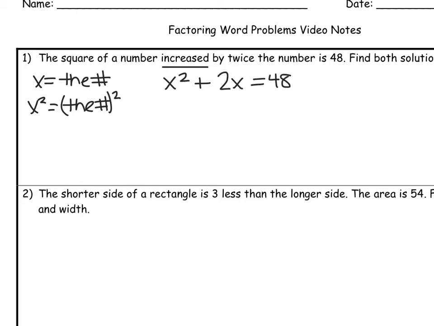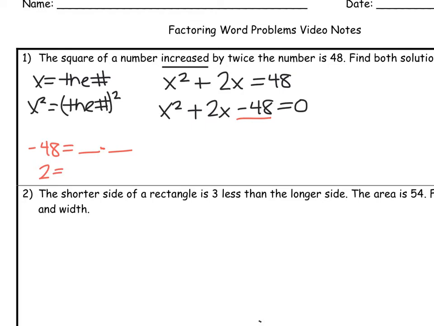And as you can see, it's set up as a polynomial already. We just have to get it equal to 0. So if we subtract 48 from each side, we get x squared plus 2x minus 48 equals 0. And this is where the zero product property comes in. So now we need factor pairs of negative 48 that add up to 2.